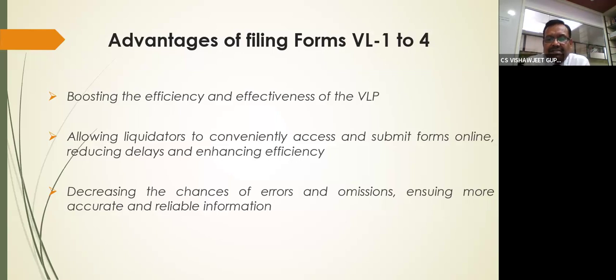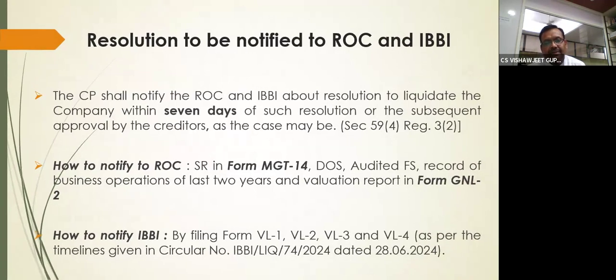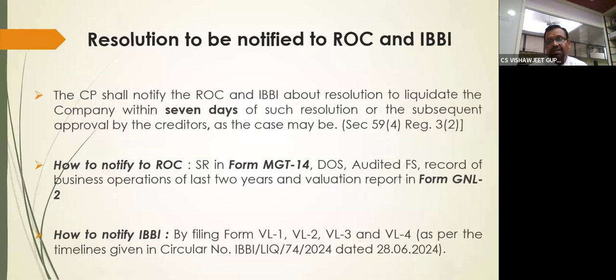And earlier there was a medium to file the documents with ROC, which I have discussed: the special resolution is required to be filed in form MGT 14, and other documents are required to be filed in form GL2. But so far as IBBI is concerned, there were no such forms through which we could have filed the information with IBBI. Now the IBBI, with effect from 28 June, has notified these forms. So after the notification of these forms, the liquidators are no longer required to file any information through emails. Only through these forms can you file the information with IBBI.